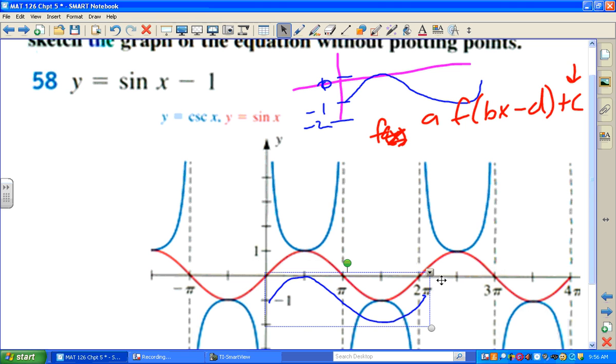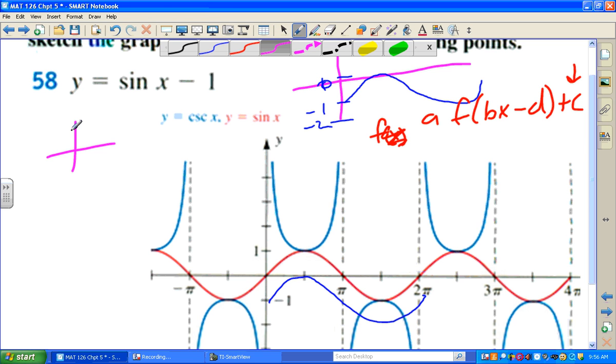So there you go. You can make graphs. Cosine. Remember, 1 cycle of cosine starts up high and does this. Sine, 1 cycle, starts like that.